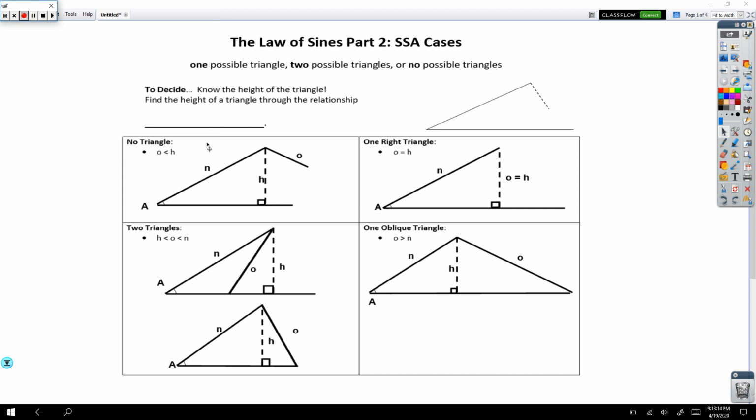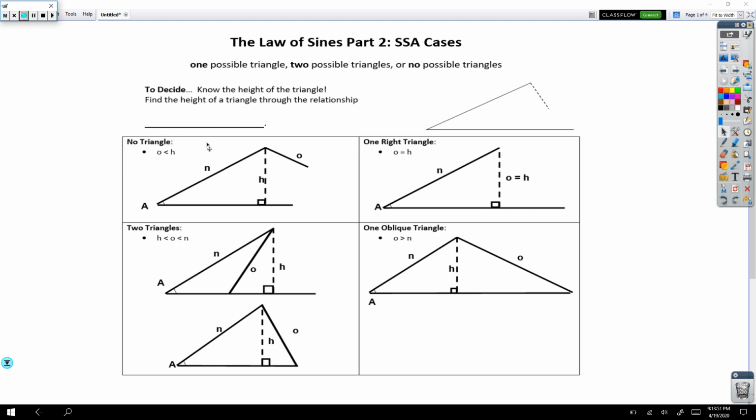So today we're going to finish up the law of sines, and we're going to look at the SSA case, or this is also referred to as the ambiguous case. Now the tough part with the SSA case is that we first have to determine how many triangles we're dealing with. Depending on the length of our sides compared to our height, we can have either one triangle, two triangles, or even no triangles. So, in order to decide, we first need to know the height of our triangle.